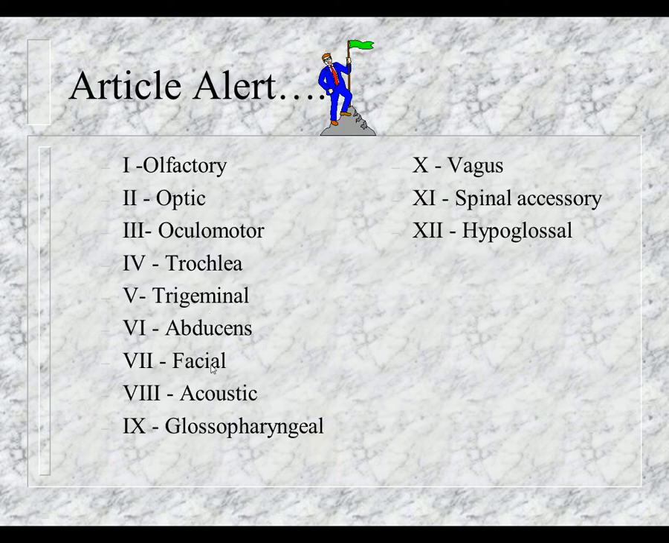Again, here's our thing to go over these cranial nerves again. 1 is olfactory, 2 is optic, 3 is oculomotor, 4 is trochlear, 5 is trigeminal, 6 is abducens, 7 is facial, 8 is acoustic, 9 is glossopharyngeal, 10 is vagus, 11 spinal accessory, and 12 hypoglossal. Close your eyes right now and see how many you can remember. If it's not very many, you might want to review this.